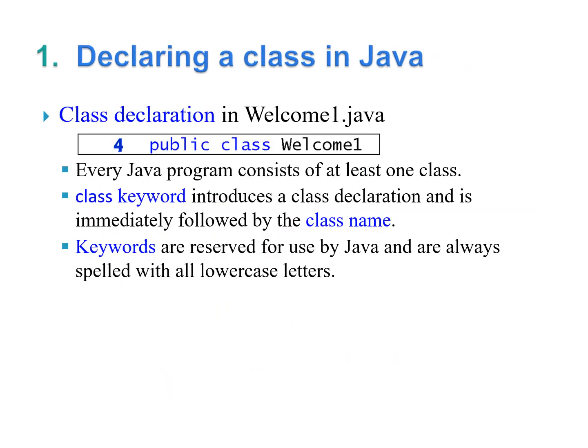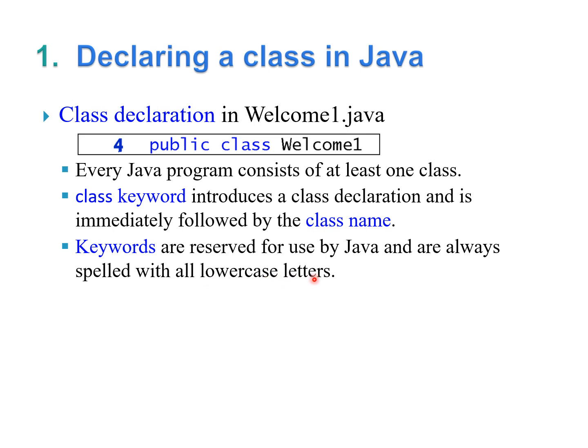Line 4 in the Welcome One program is actually the first line of code. It is the class declaration for the class Welcome One. Every Java program consists of at least one class. The class keyword introduces a class declaration and must be followed immediately by a class name. Of course, you need to insert at least one white space to separate the keyword and the class name. Keywords are reserved for use by Java and are always spelled with all lowercase letters.